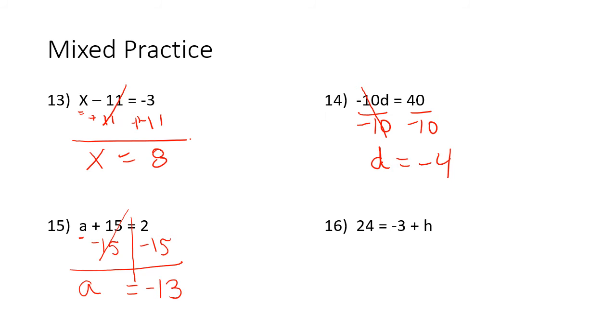Okay, number 16. 24 equals negative 3 plus h. Find your variable. What is happening to the variable? You see a 3. Look in front of the 3. It is negative 3. The inverse operation is to add 3. Be very careful of that. Always look in front of the constant. Look in front of the number. Negative 3 plus 3 cancels. h equals 24 plus 3, which is 27.